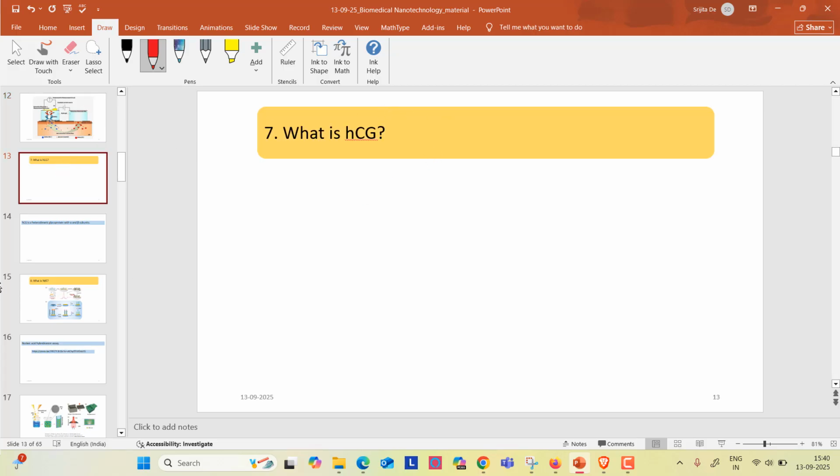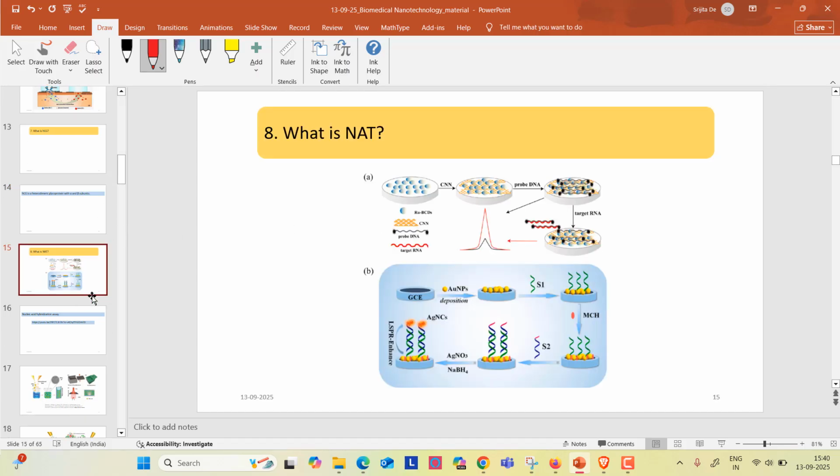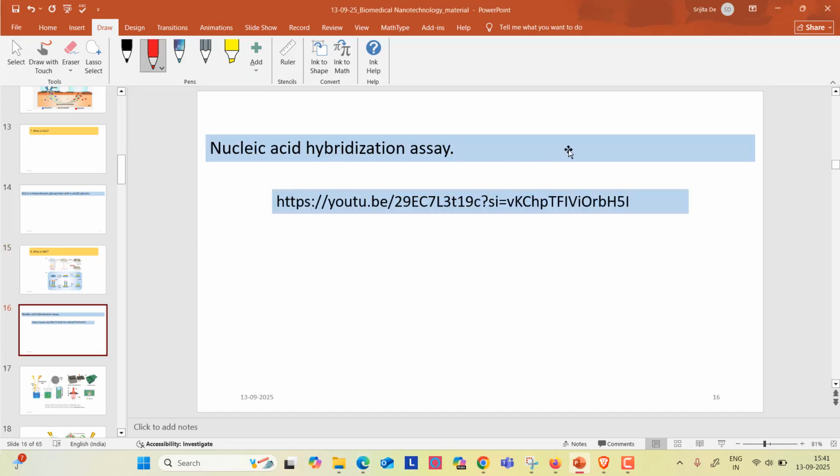So what is HCG? You know that HCG is the hormone human chorionic gonadotropin, right? This is a heterodimeric glycoprotein with alpha and beta subunits. Next comes, what is NAT? You can tell me what is NAT? NAT is the nucleic acid hybridization assay.